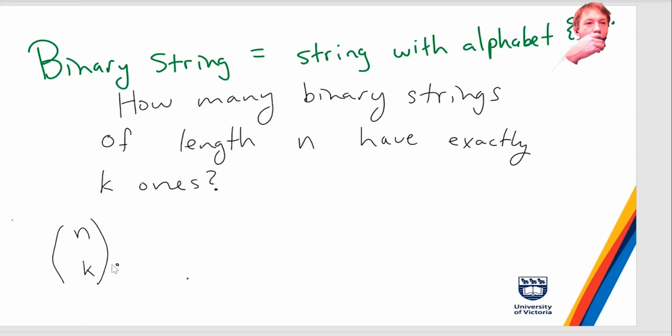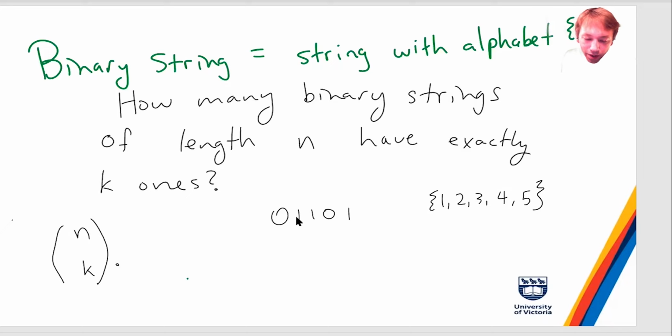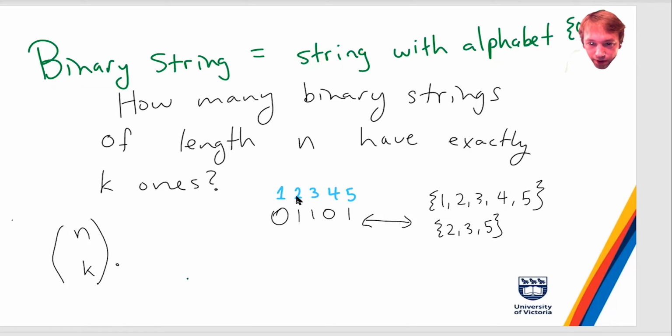Why? Well, if you think of a binary string, let's say 0, 1, 1, 0, 1, of length 5, you can think of it as having your numbers 1 up to 5, and the binary string corresponds to a subset of size 3, in the sense that the first digit tells you if 1 is in the set or not. If it's a 0, you don't put 1 in the set, and if it's a 1, you do. So this binary string corresponds to the set {2, 3, 5}. The first digit corresponds to 1, the second digit being a 1 says 2 is in the set, the third digit being 1 means 3 is in the set, and the fifth digit means that 5 is in the set.